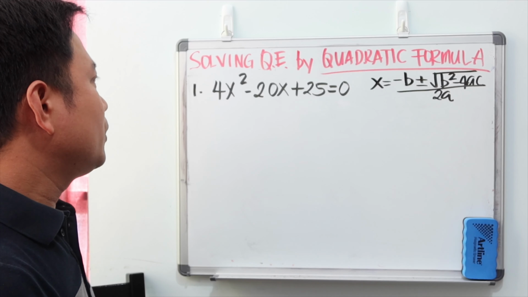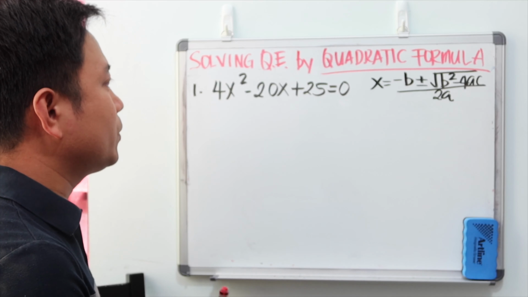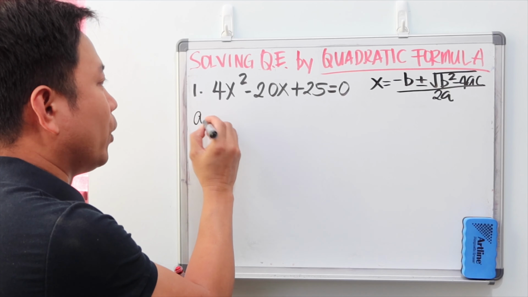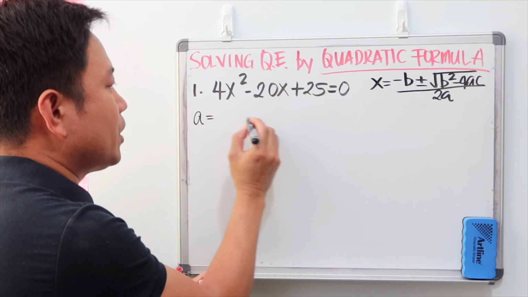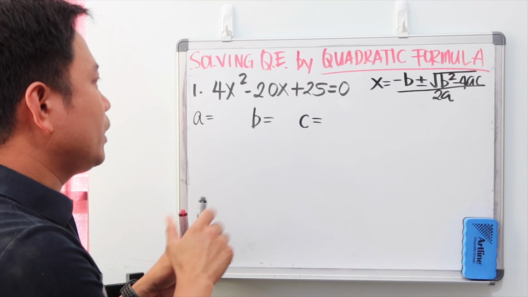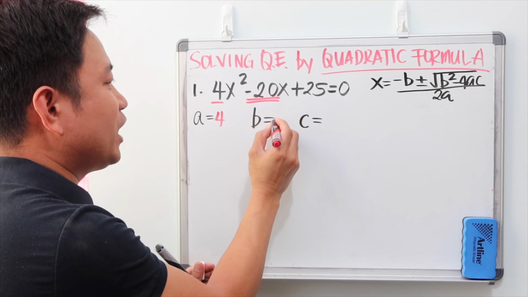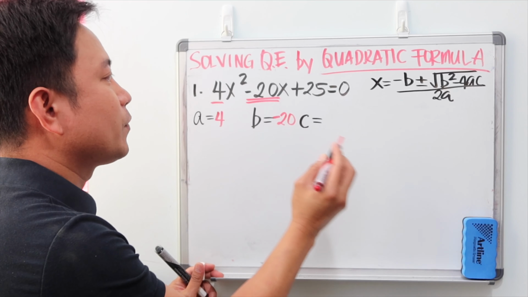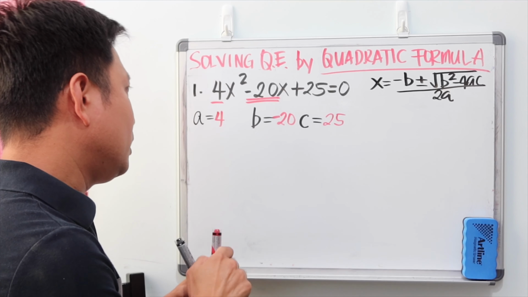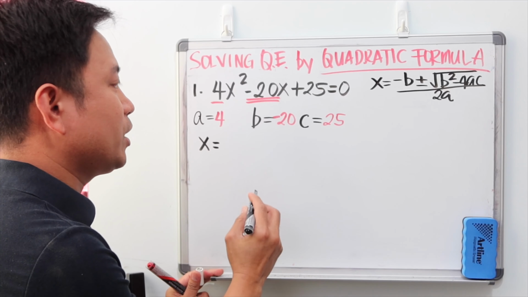In this example, 4x squared minus 20x plus 25 is equal to 0. This quadratic equation is already in standard form, so we can easily get the values of a, b, and c. So the a value is 4. The b value is negative 20. Be careful with that sign. And c is positive 25. And then we will substitute the values into our quadratic formula.